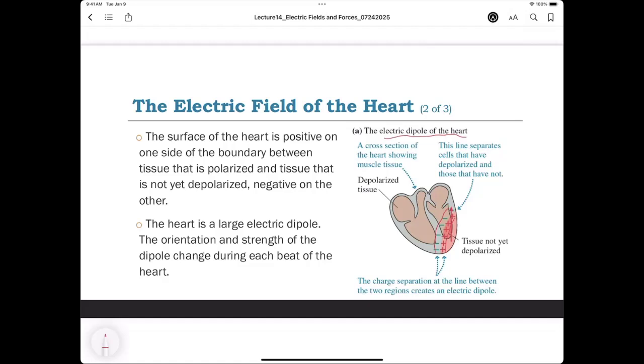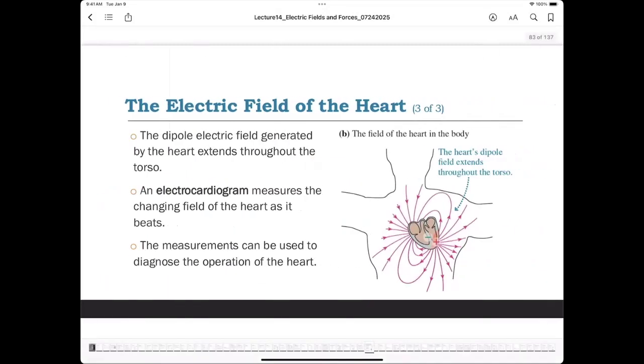Here there is a cross section of the heart showing muscle tissue. Here there is depolarized tissue, and this line separates cells that have depolarized from those that have not yet depolarized. Then the charge separation at the line between the two regions creates an electric dipole. You can see here is a negative, here is a positive, which creates an electrical dipole. The dipole electric field generated by the heart extends throughout the torso.